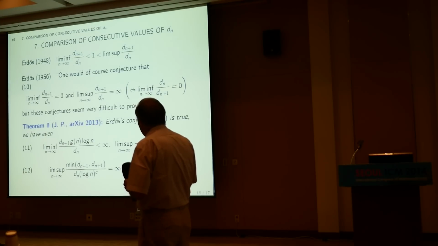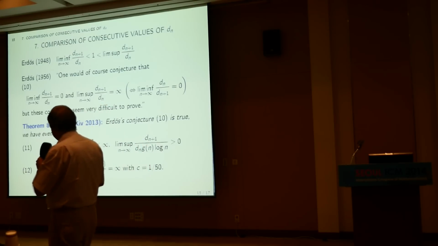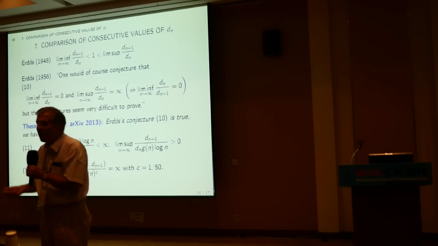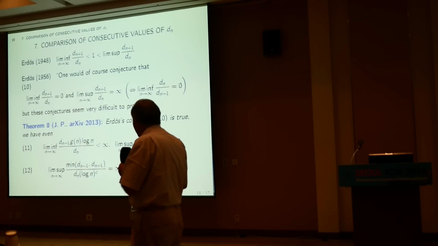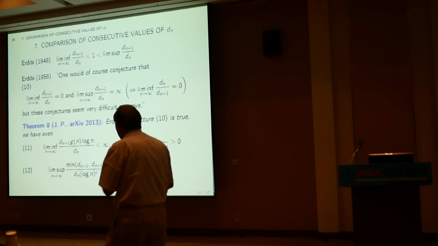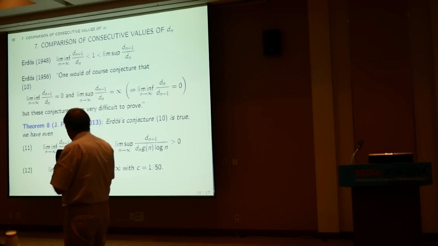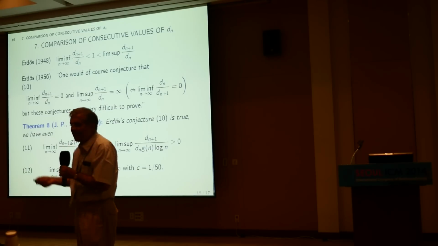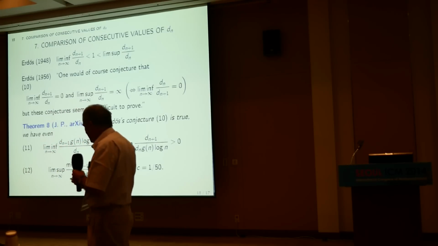Now, if we go further, another problem of Erdős was whether the limit inferior and limit superior of D(n+1) over D(n) are 0 and infinity respectively. And I could prove this in 2013, then later in 2014 with this function G(n). So that means even their ratio is not only infinity but as large as the Erdős-Rankin function.